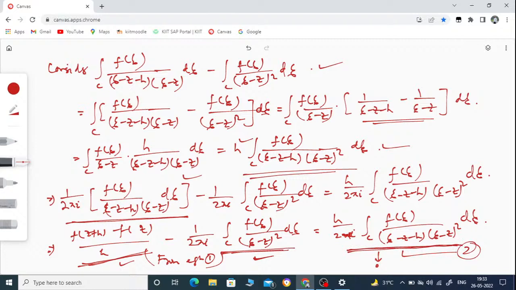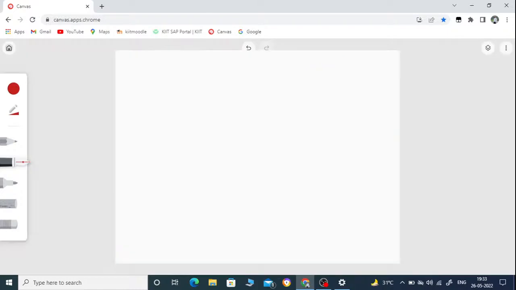This is my right hand side: h divided by 2 pi i, integration over C, f of j dj divided by (j minus z minus h) whole into (j minus z) whole square. Okay, now I will show this thing as 0. So now go to the next page.